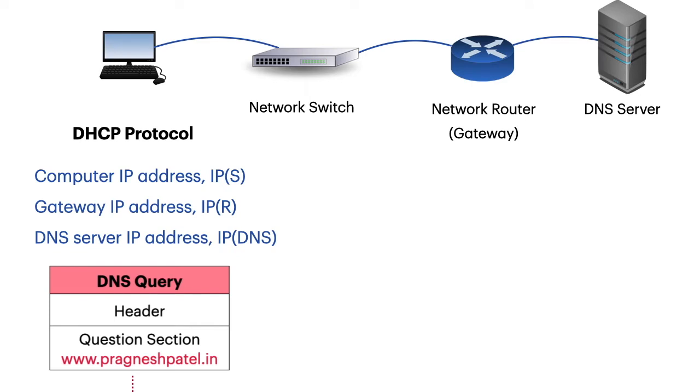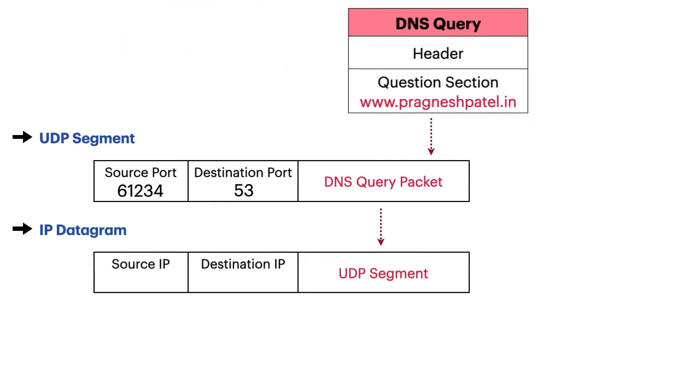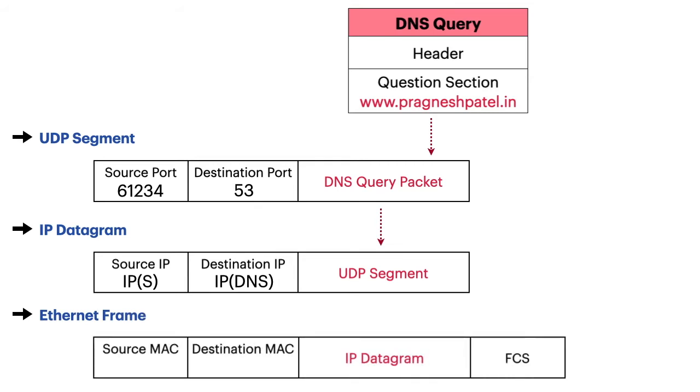So, in the IP packet, the source IP address is our computer's IP address and the destination IP address is the DNS server IP address. Our computer already knows these two addresses, as they were obtained with the help of the DHCP protocol. So the source IP is set to IPS and the destination is set to IP DNS. The IP packet is then placed in the Ethernet frame.